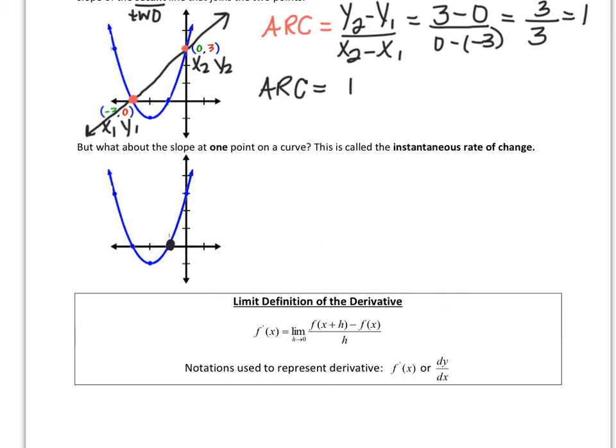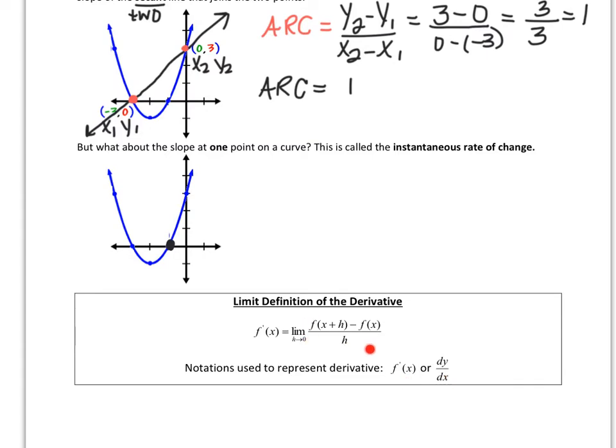And this formula is the limit definition of a derivative. So what we're going to do is to find the derivative, we're going to take the limit as h approaches 0 of this. And the notation that we use to find the derivative is f prime of x. Other notations that we use is dy over dx. And f prime, they mean the same thing. They mean to find the derivative.